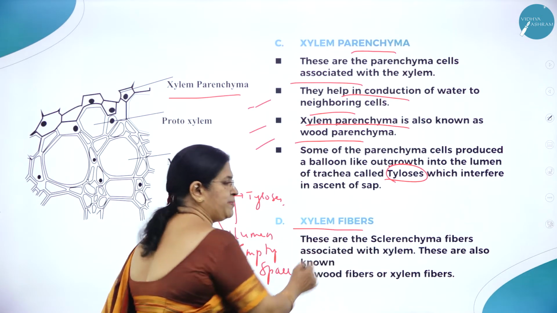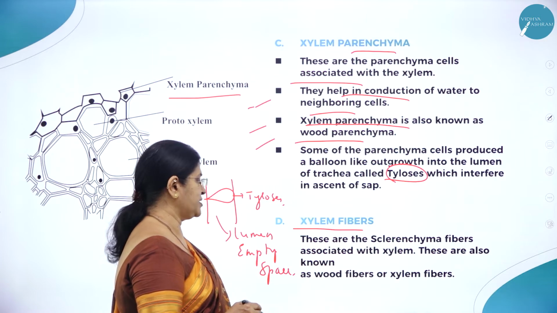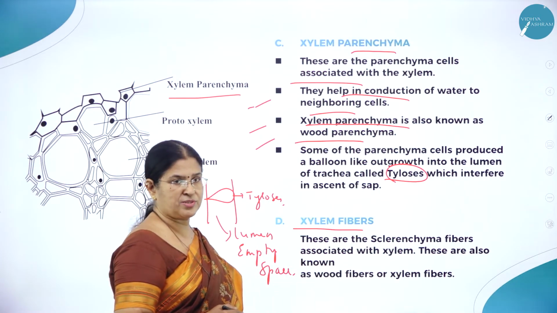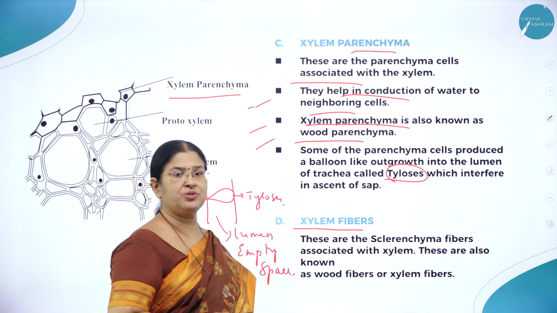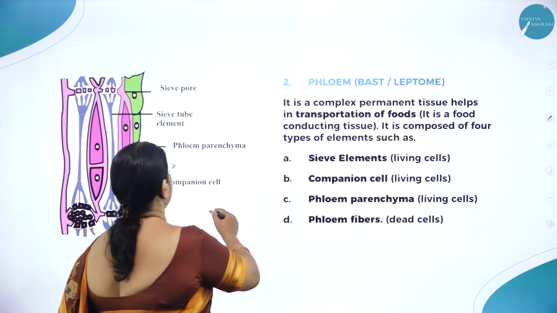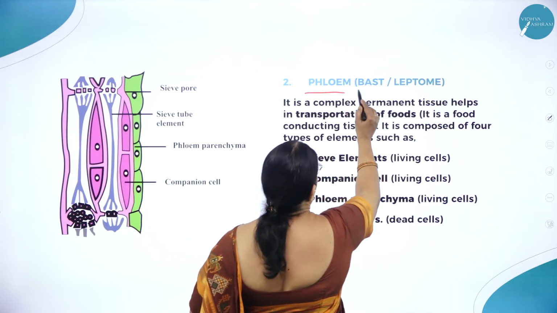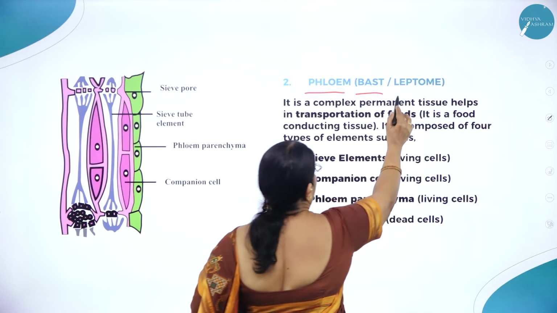So what is fibers? Fibers in association with xylem are called xylem fibers. They are also called wood fibers. Their very job is to give mechanical support. Moving on to the next very important concept, next complex permanent tissue, that is phloem. As I said, phloem is also called as bast or leptome.